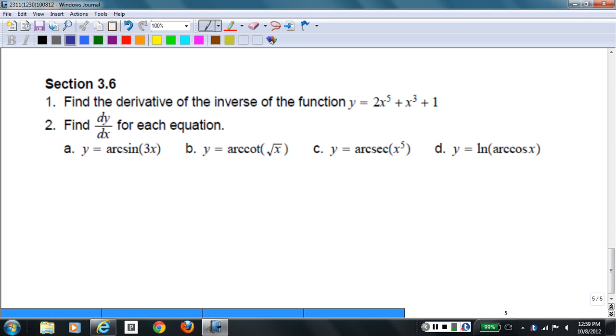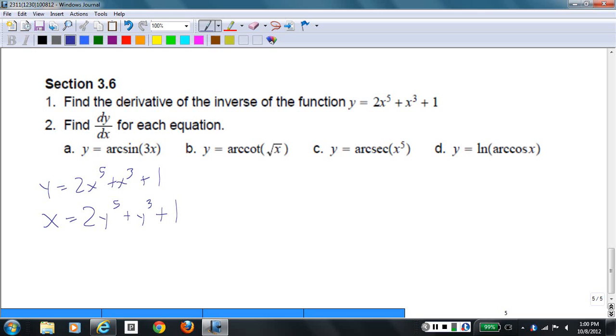First one's not bad. It's just bad if you feel like you need to express your final answer in terms of x. I don't think that's going to happen. For that one, if y equals 2x to the 5th plus x cubed plus 1, the derivative of the inverse, well, we need to write the inverse. The inverse would be x equals 2y to the 5th plus y cubed plus 1. And I guess a better question would be, how do we know this even has an inverse? Do we know it's a one-to-one function?